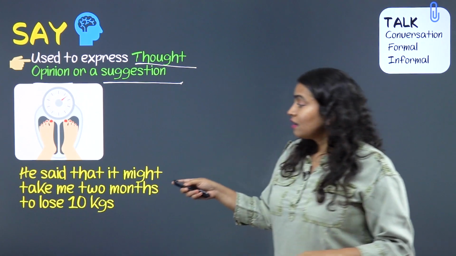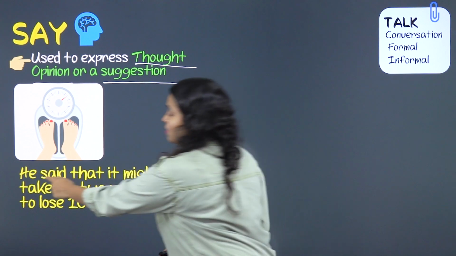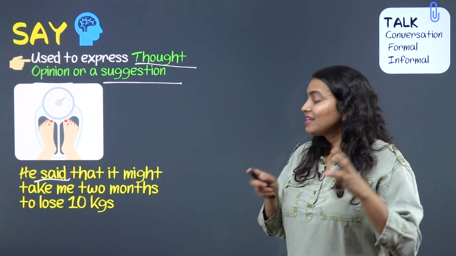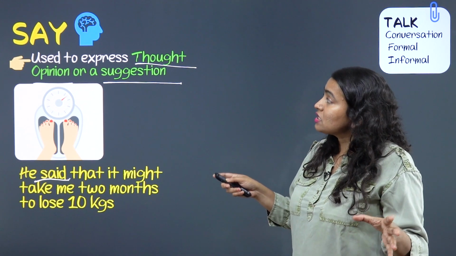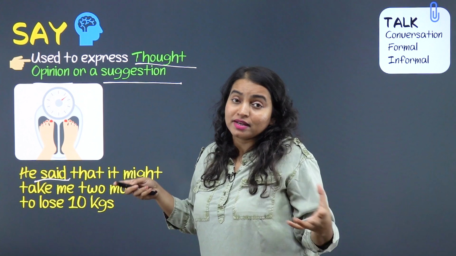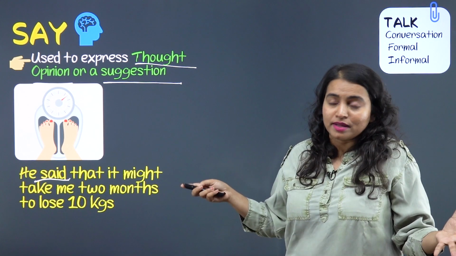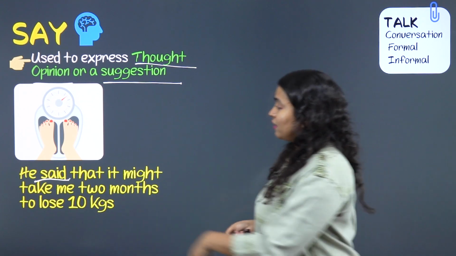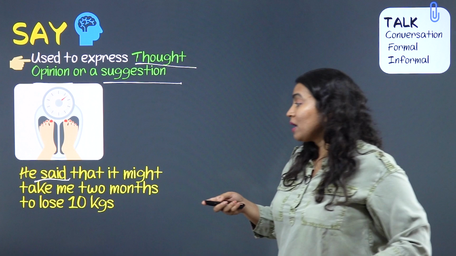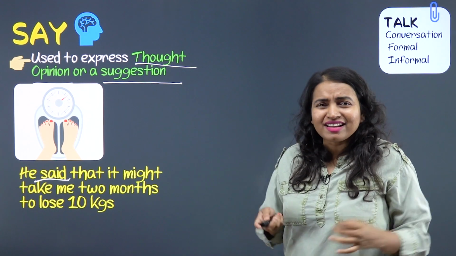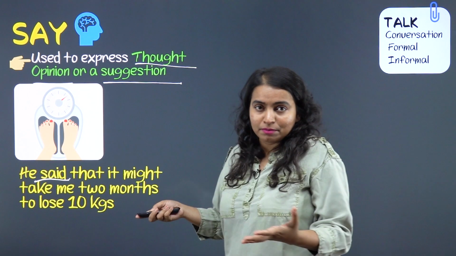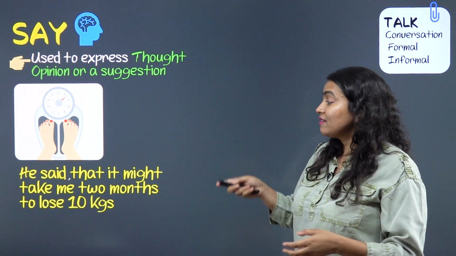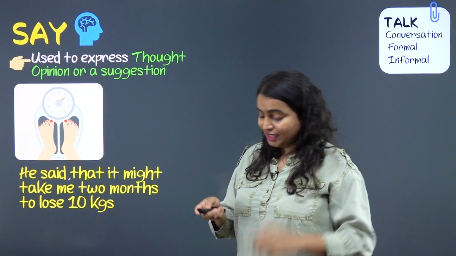The first is, he said that it might take me 2 months to lose 10 kgs. I'm using the word say over here. Now, this was probably his thought or his opinion, okay? Maybe not an expert opinion, but it was definitely something that he thought. So he said that it might take me 2 months to lose 10 kgs. I can't say he talked that it might be. I can't use the word talk here, can I? Right? So you simply say he said that it might take me 2 months to lose weight.